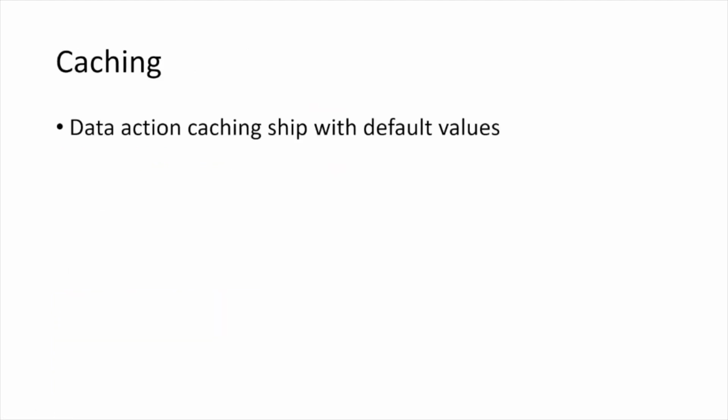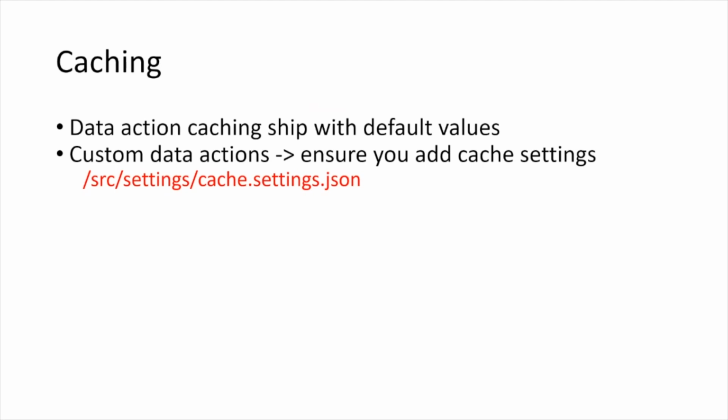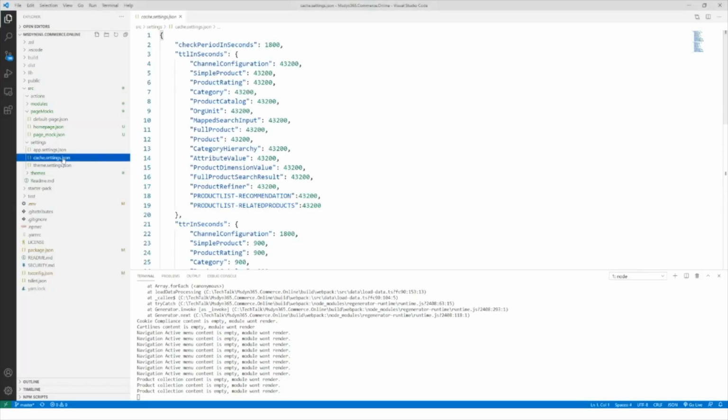All right, so I'm going to move over to caching now. Most of our caching is done at the data action layer. Data actions, if you recall, is what gets data into a module. I showed the use of one of them, which was get simple product. We have a bunch of default values that we set up for caching, and I'll show you that in just a moment. But when you create your own data actions, you want to make sure to set some caching values in there as well. So this file here, the cache settings JSON file, let me show you that file here, right there.